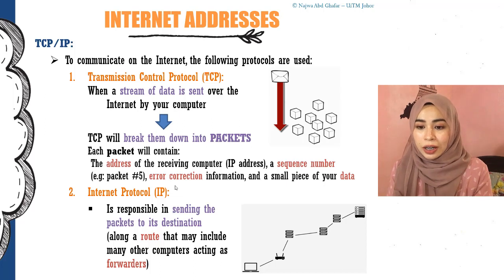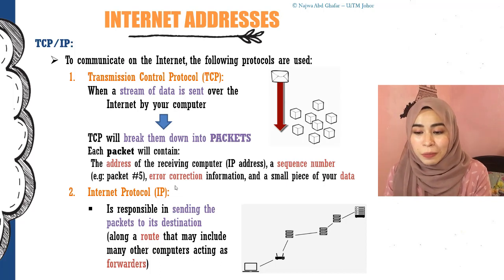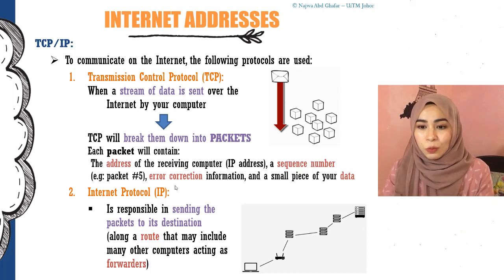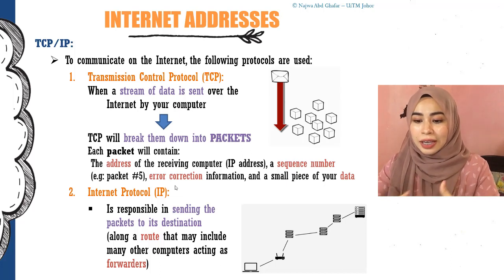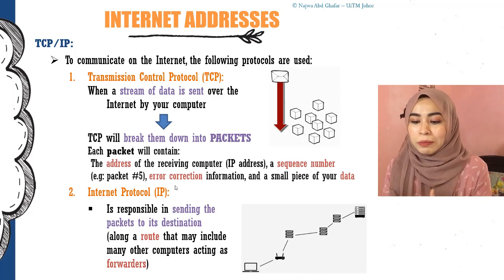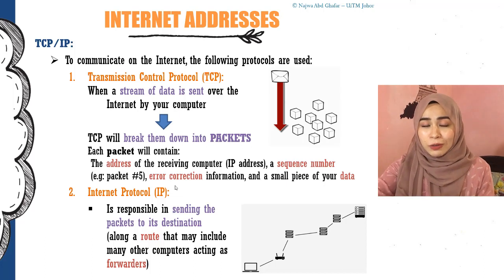All of this will be divided up so that it can be sent easily, and it will be numbered. So who sends these packets? Internet Protocol, IP, is responsible for sending the packets to their destination. Once the TCP has broken the data up into packets, the IP will take those packets and send them to the destination. It will follow a route that may include many other computers acting as forwarders. As we all know, the internet is very big. It consists of networks of networks of networks, so it will go through all these different networks in order to get to the destination. So who sends this? The IP will send it.